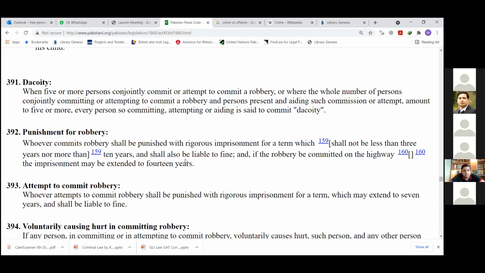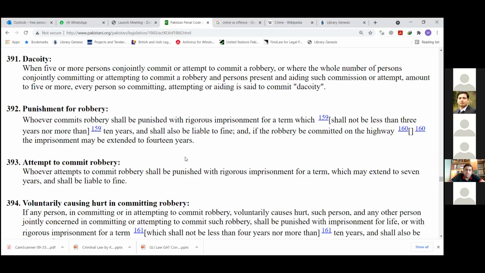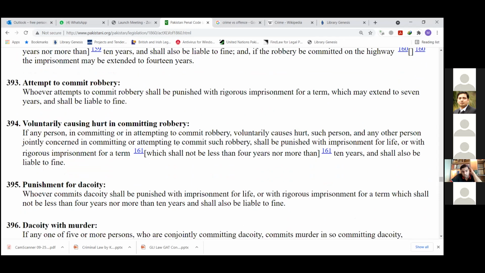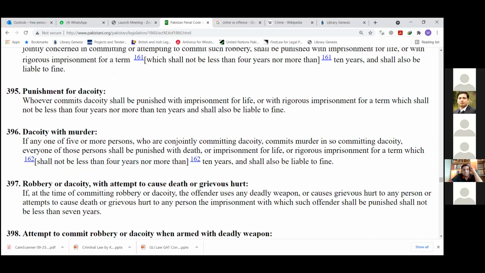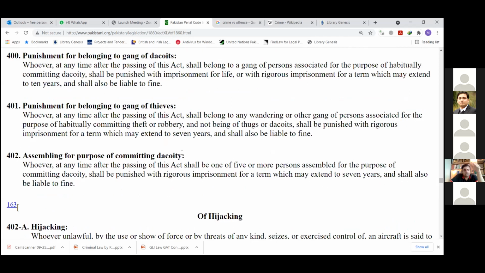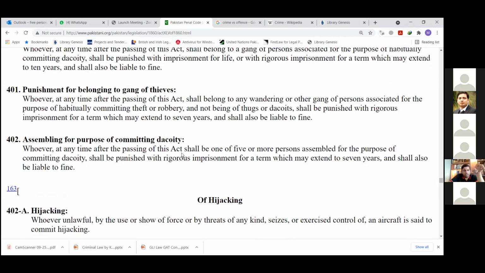And the punishment for both the offenses is different. For robbery, it's not less than 3 years and not more than 10 years. And if committed on a highway, it may be extended to 14 years. While in relation to dacoity, it's not less than 4 years and not more than 10 years. So then these offenses are again aggravated by various circumstances.